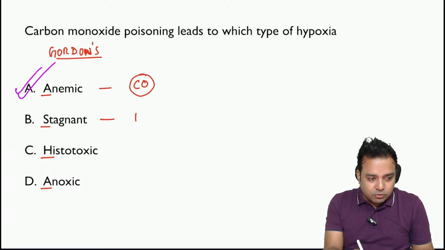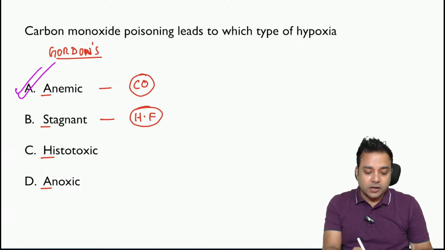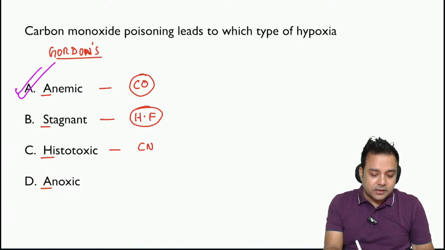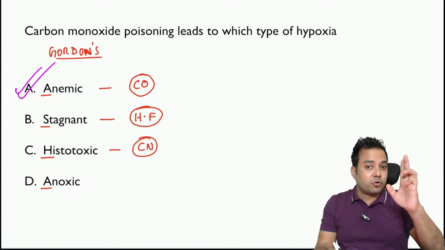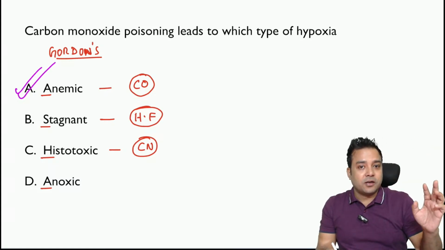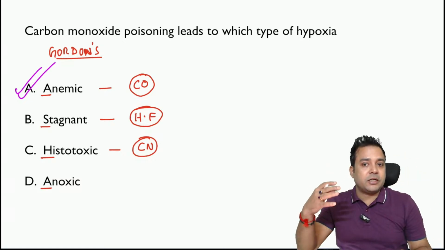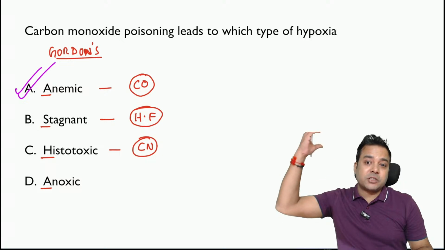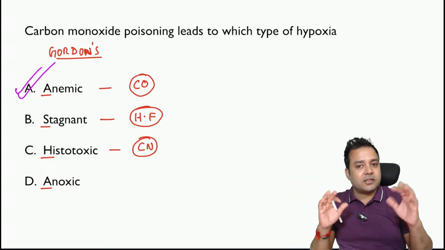Stagnant hypoxia due to heart failure like conditions. Heart failure will lead to stagnation of blood in blood vessels. Histotoxic hypoxia, cyanide poisoning because it inhibits complex 4. Complex 4 is inhibited by carbon monoxide also. But why is the hypoxia different? Because to inhibit complex 4, the amount of carboxyhemoglobin needed in the body is much much higher. Before that, बंदा ही खत्म हो जाएगा.